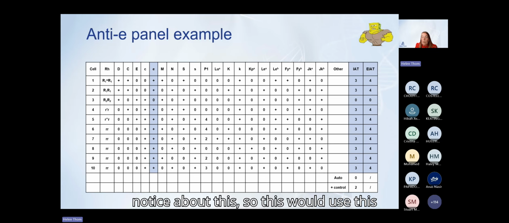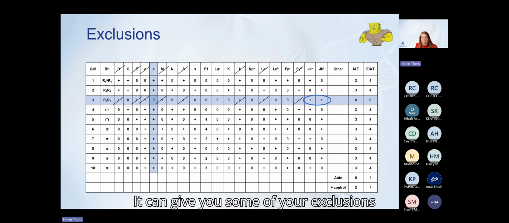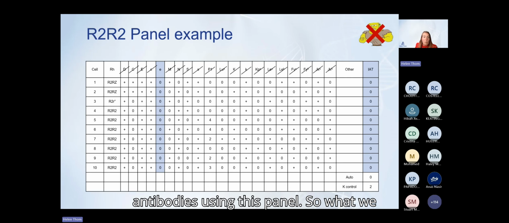What you would notice about this, so you would use this if a patient had an anti-little E. So this is what your normal panel would look like. You only have one negative line on line 3. It can give you some of your exclusions if you are obviously wanting to, but it's missed quite a few things. It's not covering everything. You've only got that one line. And then if you can see line 3 there, I've shown one there that's heterozygous for your KID antibodies, so you wouldn't be able to exclude your KID antibodies using this panel. So what we do have is the R2R2 panel. This would allow you to get all of your exclusions if the patient only had an anti-little E.